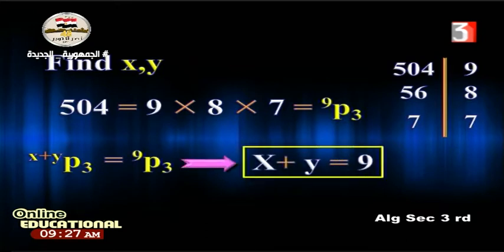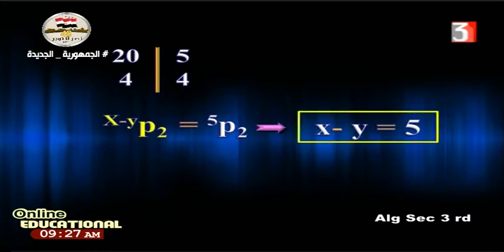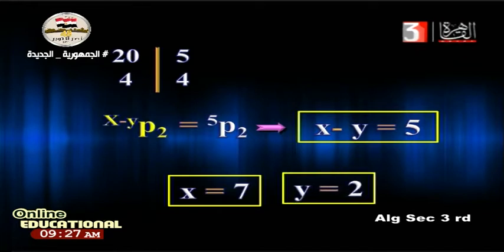The first equation. Also, 5 times 4 is 20, so the second equation, x minus y equals 5. We have two equations in two unknown variables x and y. By using the elimination method or a calculator, x equals 7, y equals 2. 7 minus 2 equals 5. 7 plus 2 equals 9.